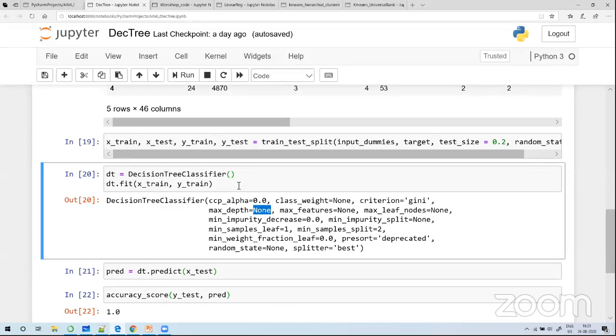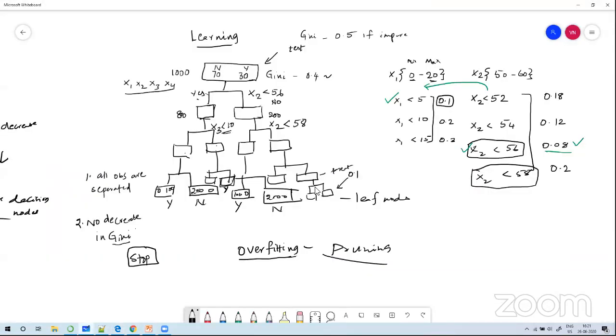We can give a criteria. If we say max_depth is equal to 4, now we are explicitly overriding the decision tree algorithm, saying the tree can learn up to a maximum depth of 4. The moment it touches 4, stop learning. Even if it is possible, don't do it.